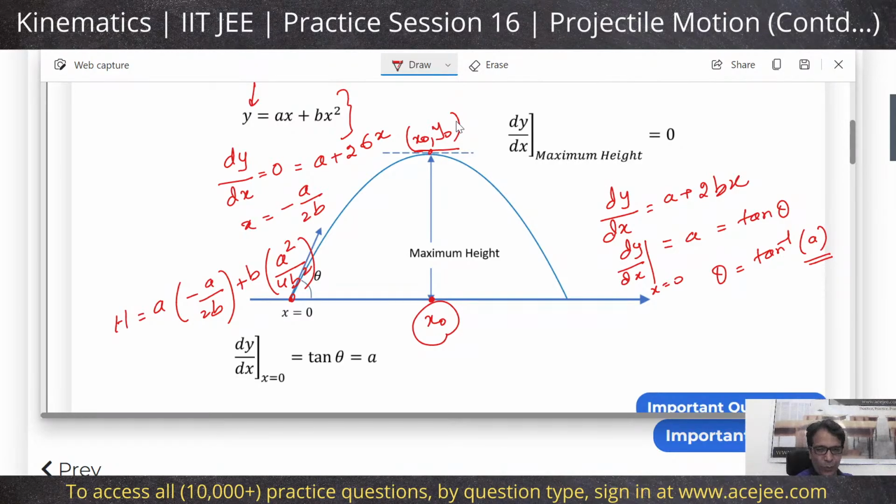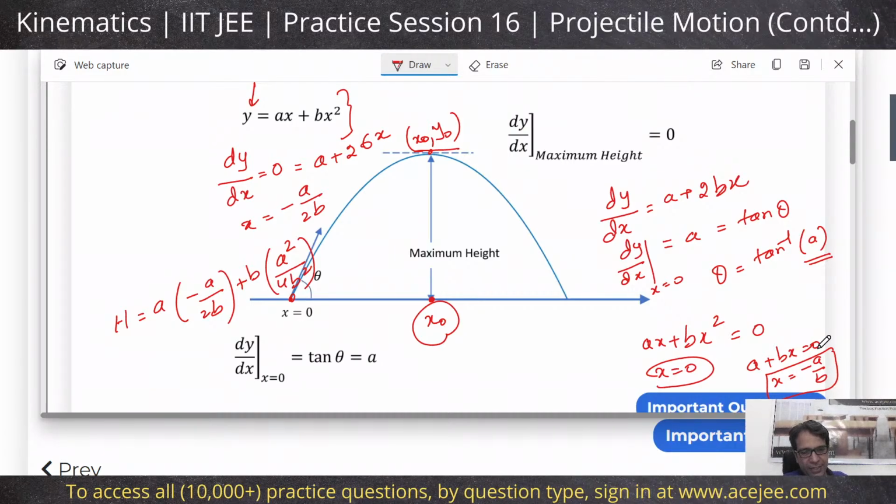Similarly, for range, what would you do? Well, for the range, y should be 0. So if you equate y equals 0, well, we know y is 0 at the launch point, and at the landing point it will be ax plus bx square equals 0. That means x is equal to minus a by b. This is your range, minus a by b.